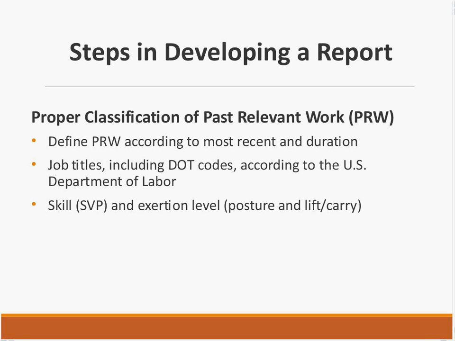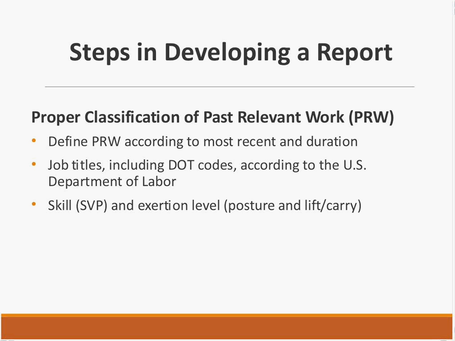The next step, after classifying it according to job title, is to look up the code in the DOT. And every one of those 12,750 plus jobs in the DOT has a 9-digit code. I won't go through the particulars of the 9-digit code, but that 9-digit code makes sure that we classify every job according to its major responsibilities. The most important aspects of that classification are the skill and exertion level.